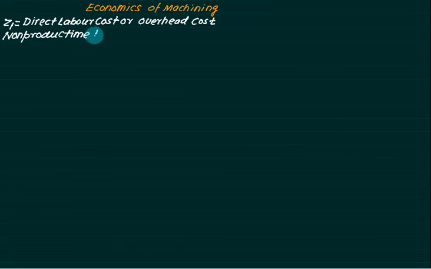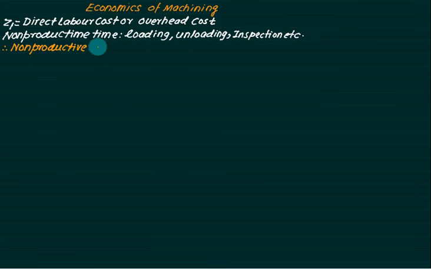This cost will include loading, unloading, inspection, all those, and this cost always remains constant. It does not change with respect to the number of products. So whatever the production is, per production item, the cost is always constant. So the non-productive cost is given by the direct labor cost, that is the overhead cost Z1, multiplied by the non-productive time per piece, and this will remain constant irrespective of the cutting velocity, and this will usually contribute approximately 5% to 10%.